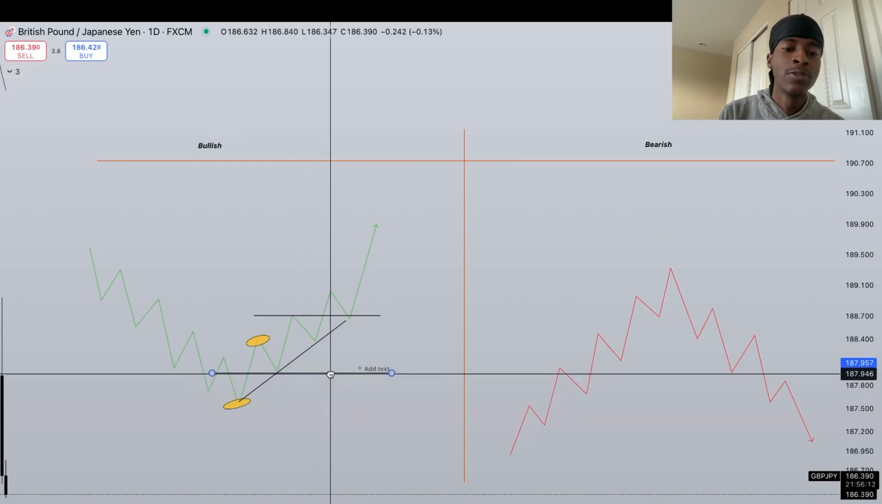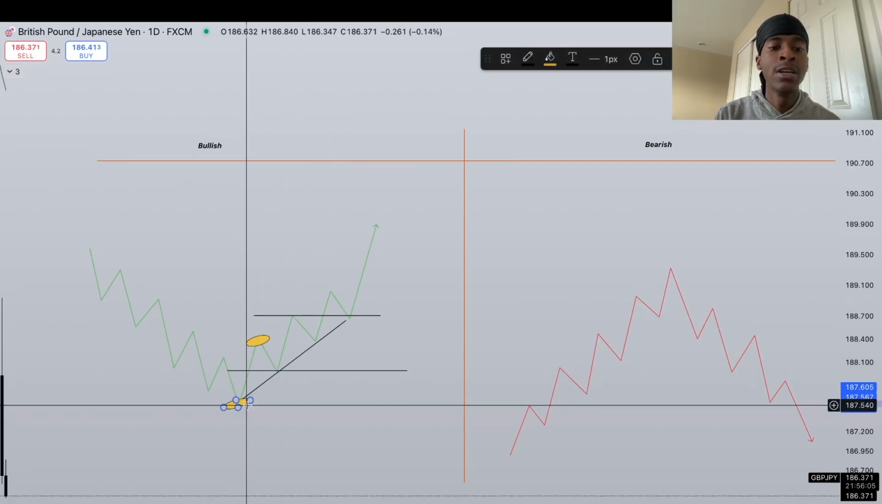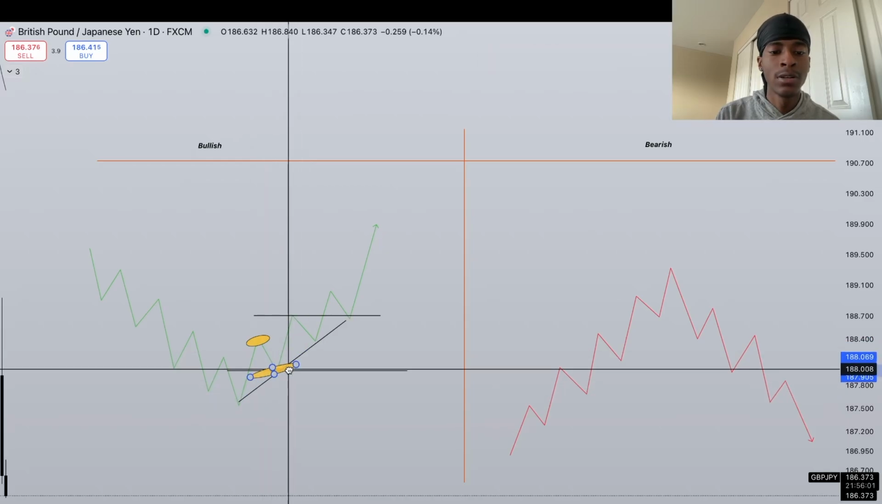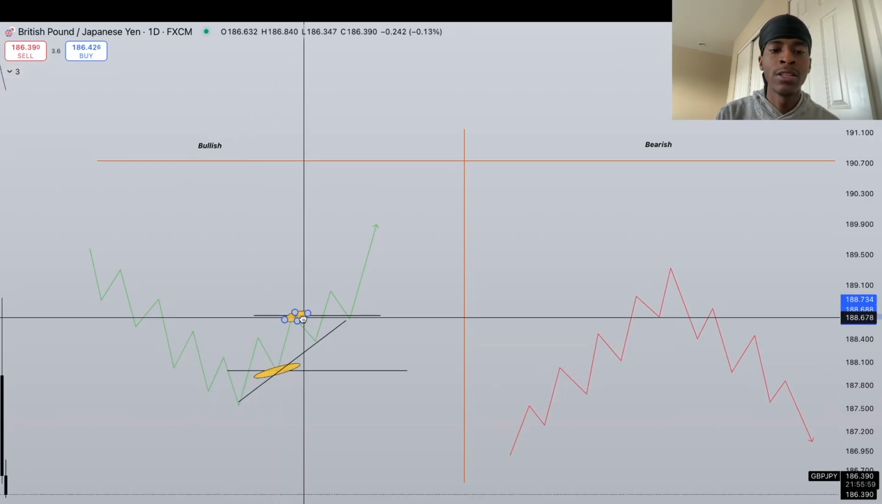Once this roof is now broken, this is the new roof. This is the new floor. Price is in a bullish trend. And these are my levels that I'm now looking at. I'm looking at this floor right here, and I'm also looking at this roof.